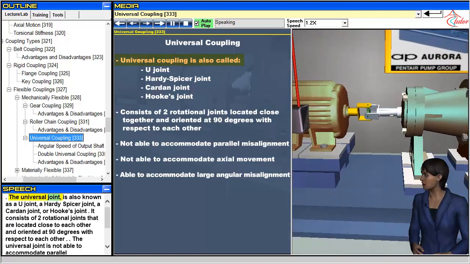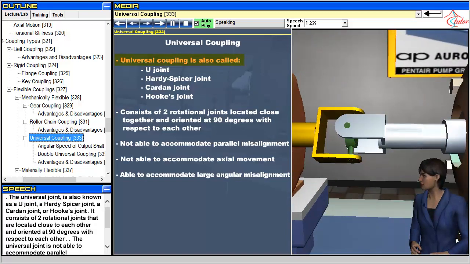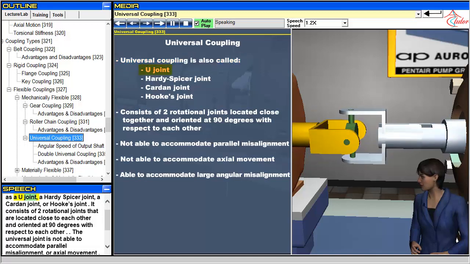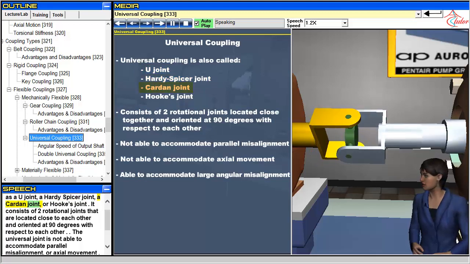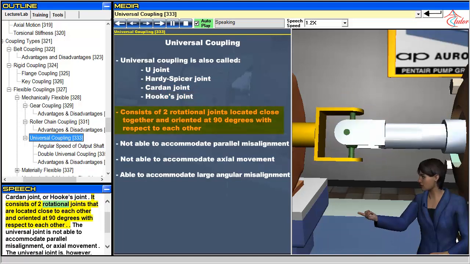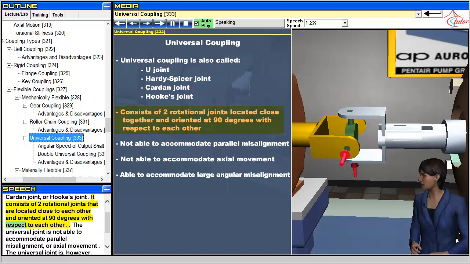The universal joint is also known as a U-joint, a Hardy-Spicer joint, a Cardan joint, or Hooke's joint. It consists of two rotational joints that are located close to each other and oriented at 90 degrees with respect to each other.